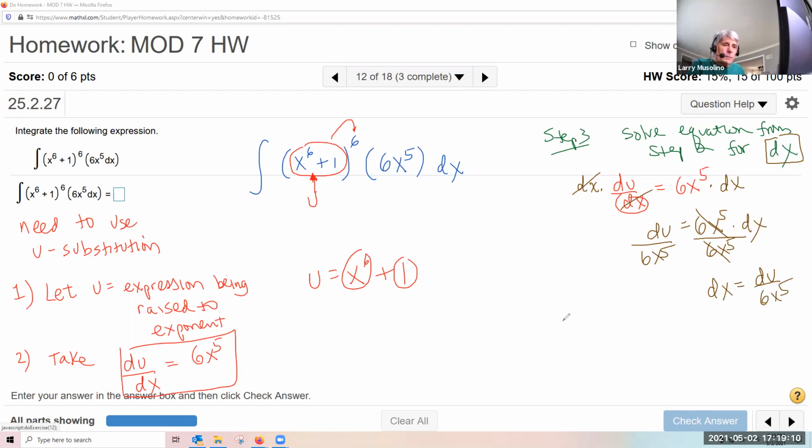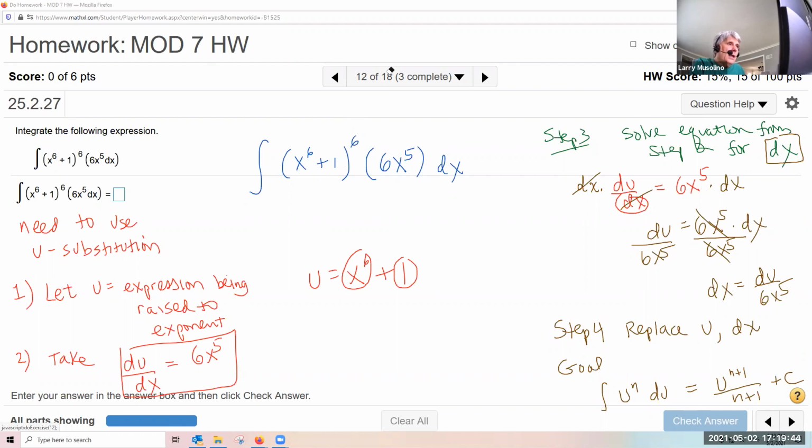All right, let's go to step 4. Step 4 is replace u and replace dx. And your goal is to get an integral that looks like u to the n du. Because if you can get an integral that looks like u to the n du, this is the power rule. This would be u to the n plus 1 over n plus 1 plus a constant. All right, so I'm going to do that. I'm going to go back to our original integral.